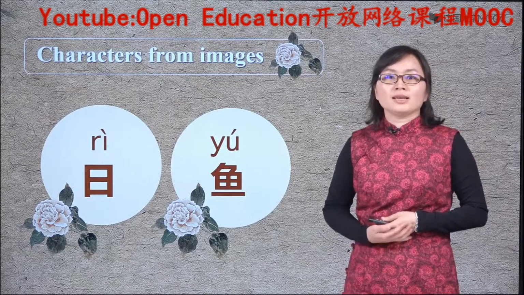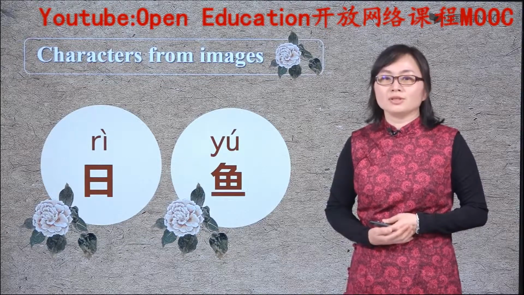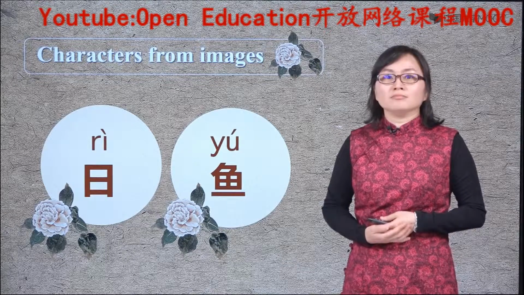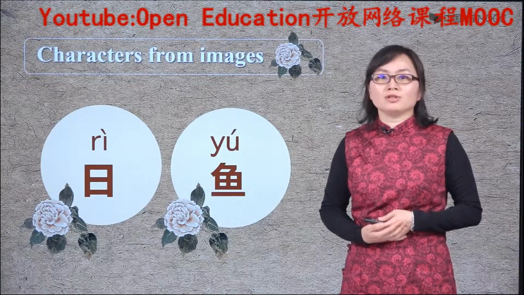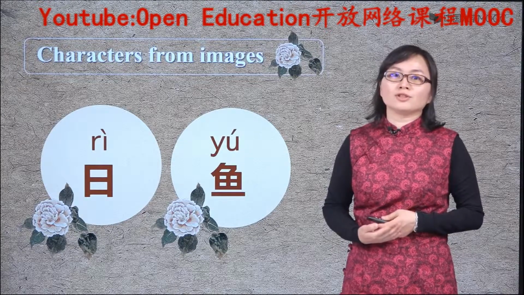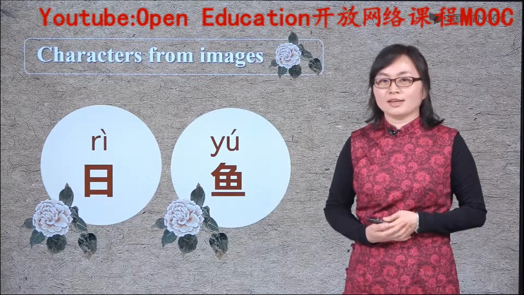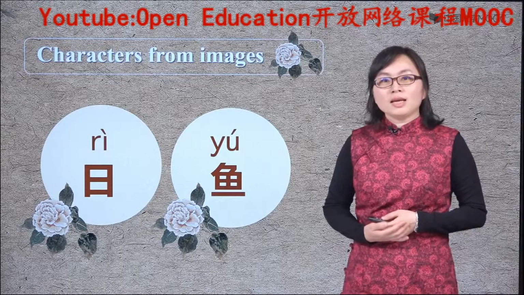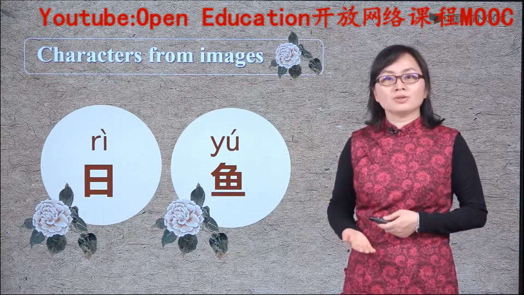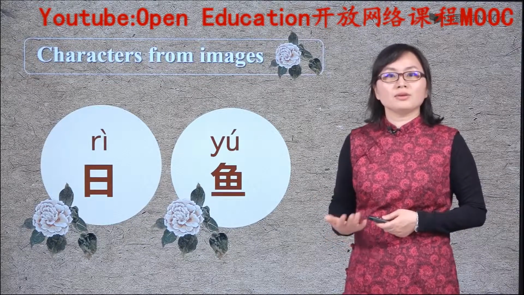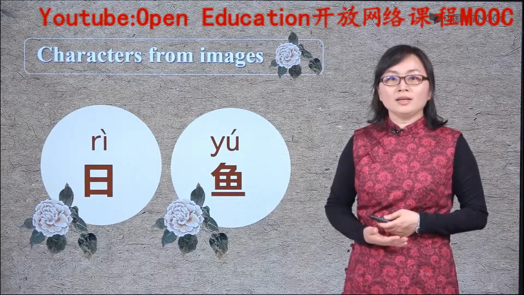So as we see, we can easily recognize the meaning of the character based on the image of the drawing. And that is because these characters are developed from images. And so these characters are called pictographs. And this is the basic formation way of Chinese characters. Many of the earliest Chinese characters are related to humans, animals, plants, mountains, rivers, and other elements of nature, like fire and water.